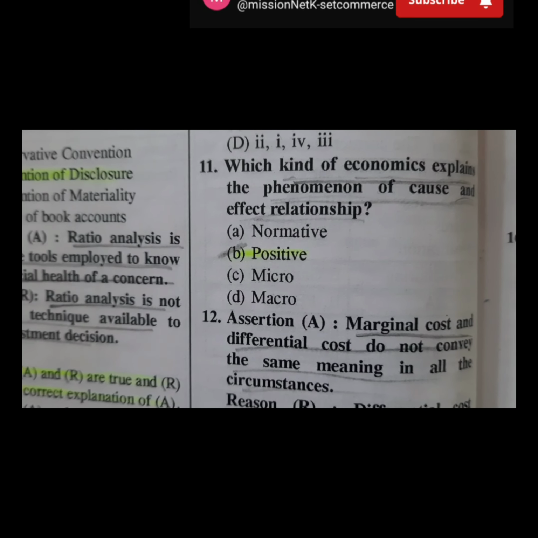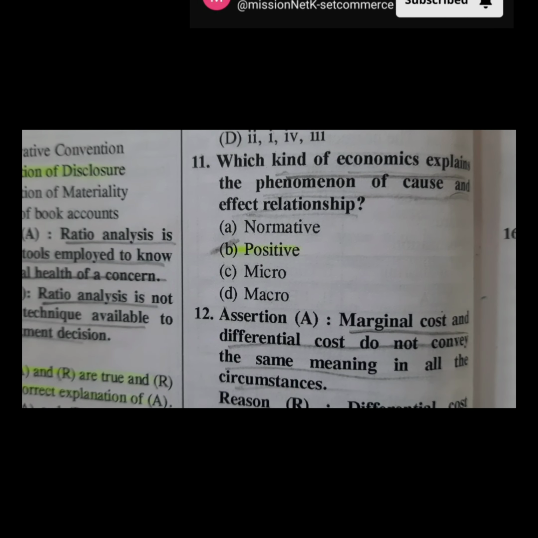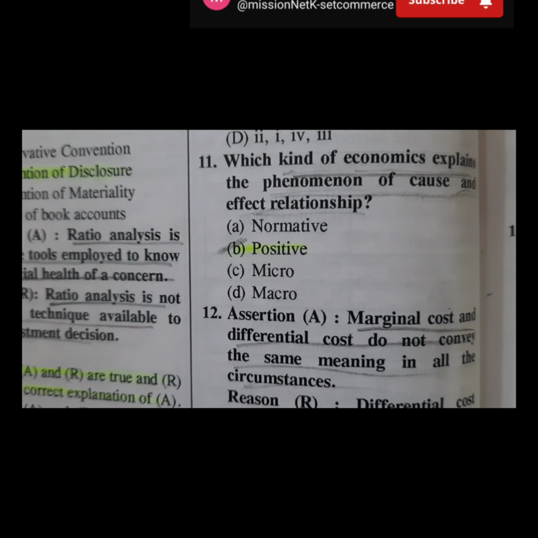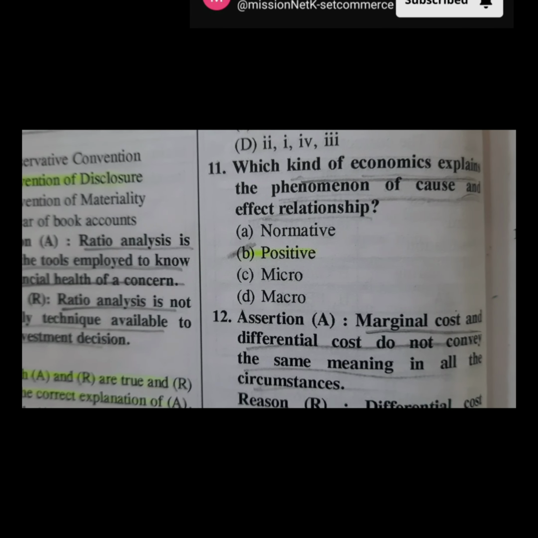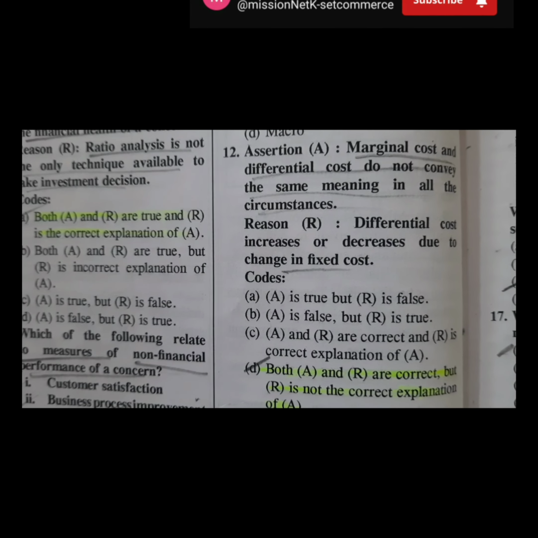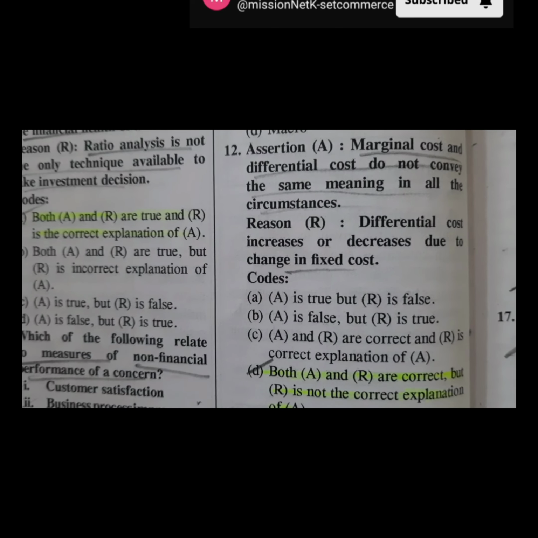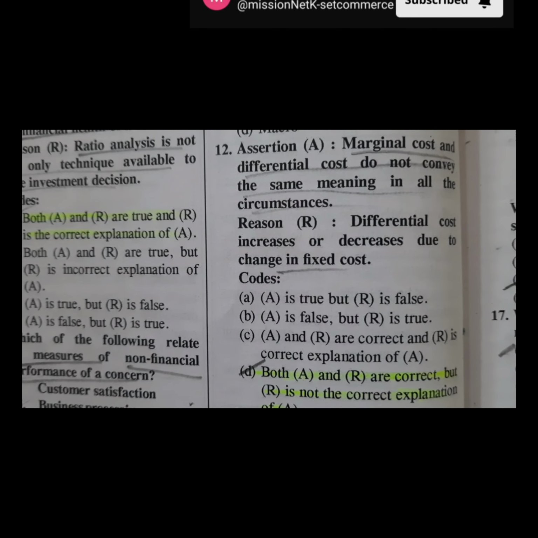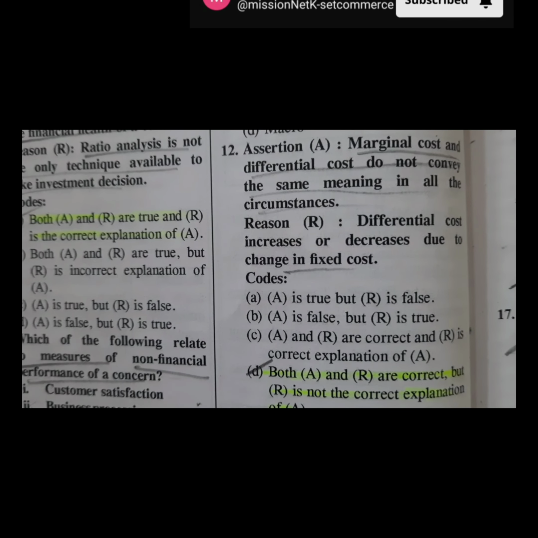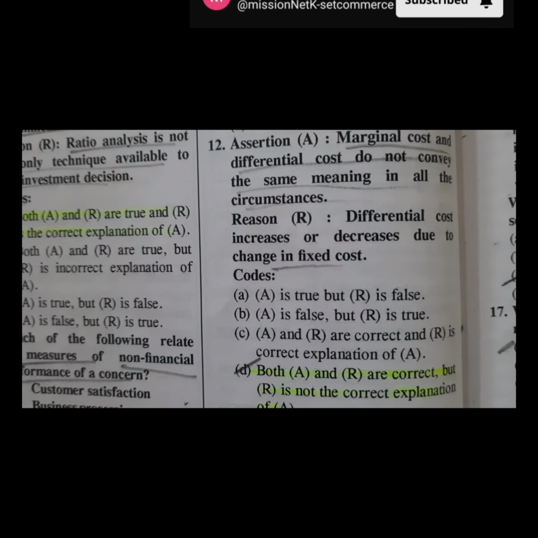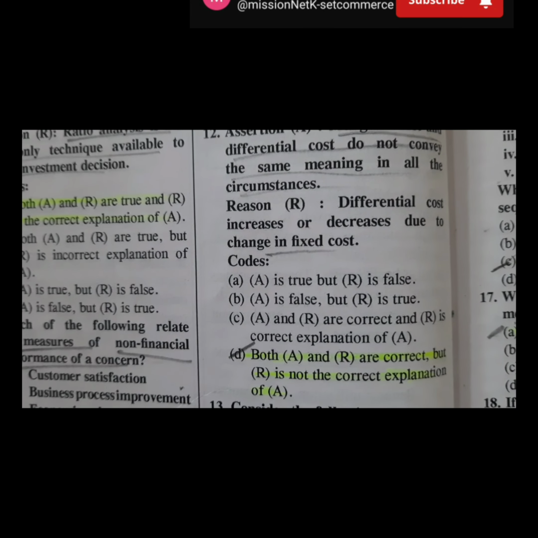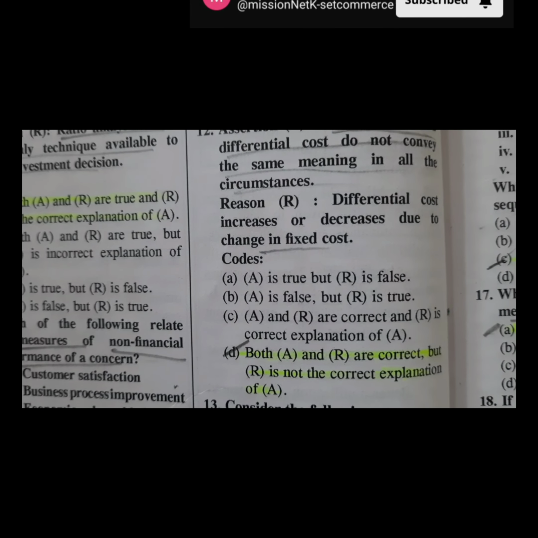The next question is which kind of economics explain the phenomenon of cause and effect relationship? The right answer is option B, positive. Positive economics explain the phenomenon of cause and effect relationship. Then the next question is assertion, marginal cost and differential cost do not convey the same meaning in all the circumstances. This is the true assertion. The reason for this, differential cost increases or decreases due to change in the fixed cost. The right answer for this question is option D. Both assertion and reason are correct, but reason is not the correct explanation of assertion.